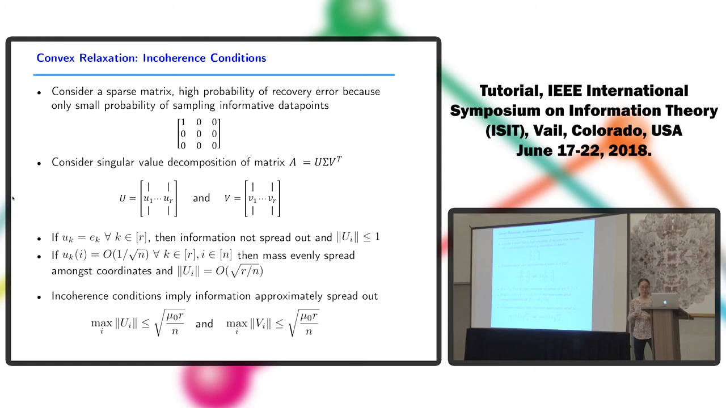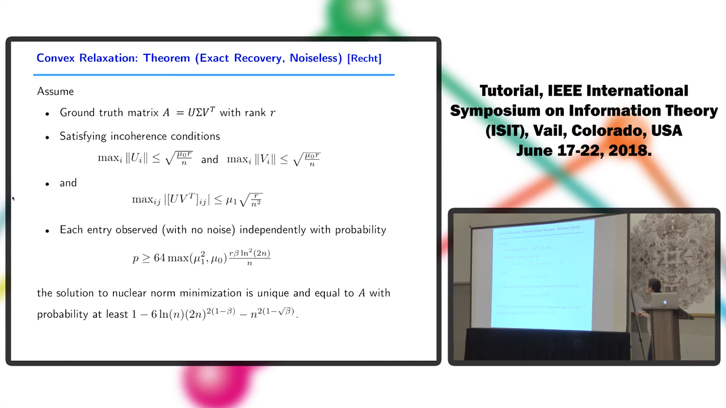So now if we restrict ourselves to matrices that have this nice incoherence condition, then we can show the following. Suppose our ground truth matrix A had rank r, satisfied incoherence, and additionally that U times V transpose is entry-wise bounded. Every entry is observed with no noise, so here we're looking at exact recovery, independently with probability p. Then the solution to the nuclear norm minimization task is unique and equal to A with high probability. So that's actually quite a nice property.